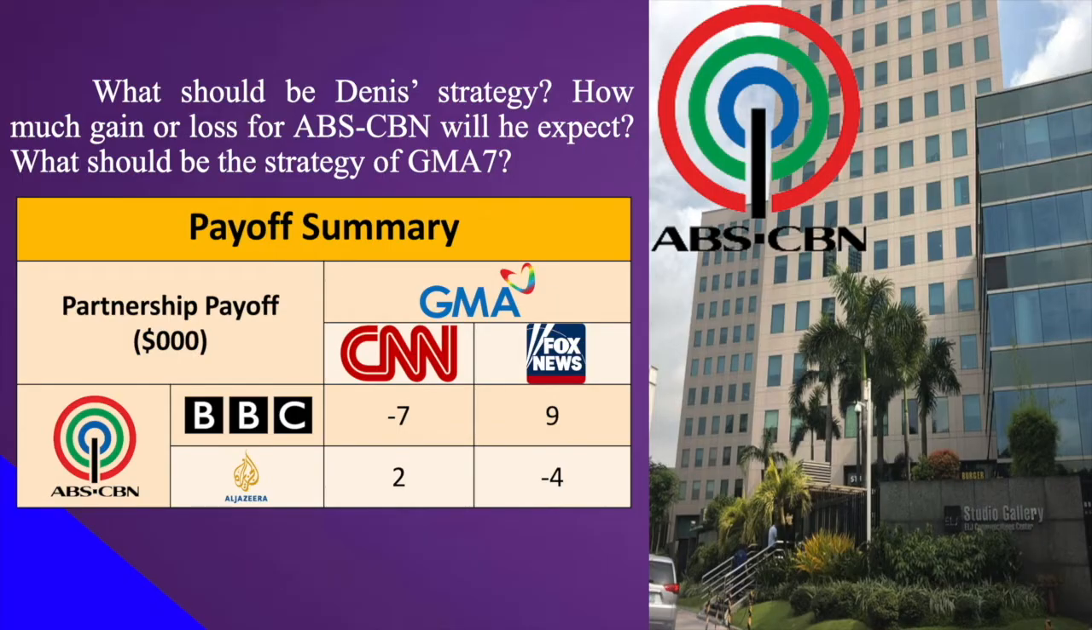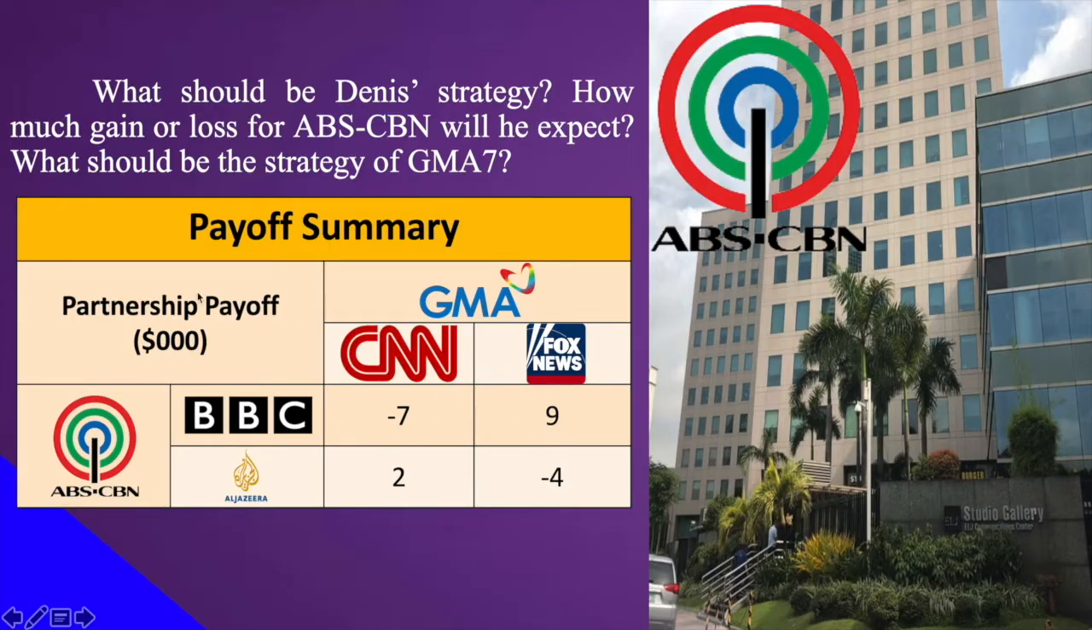Okay, we have the payoff here, guys, the summary payoff. Ito rin yung binanggit sa problem, no? We just turned that payoff into table form. So we have here the partnership payoff summary. As you can see, if ABS-CBN partners with BBC and GMA7 partners with CNN, ABS-CBN will have a losing amount of $7,000, negative $7,000.